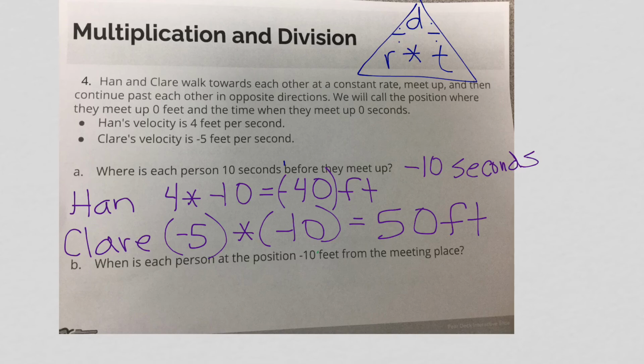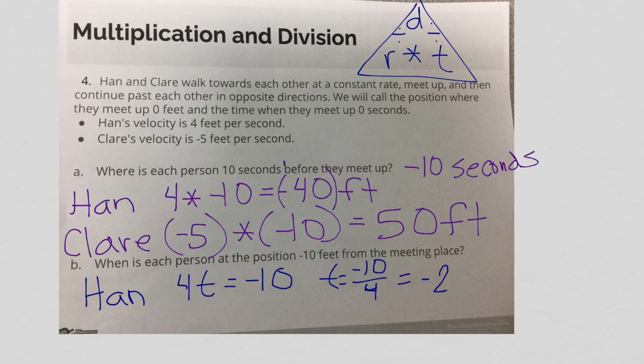So Han was going 4 feet per second. So 4 times time equals the position or distance of -10. So that means that his time was -10 divided by 4 because of that fact family triangle. -10 divided by 4 equals -2.5 seconds. So this is 2.5 seconds before they met, because 0 was defined as when they met up.